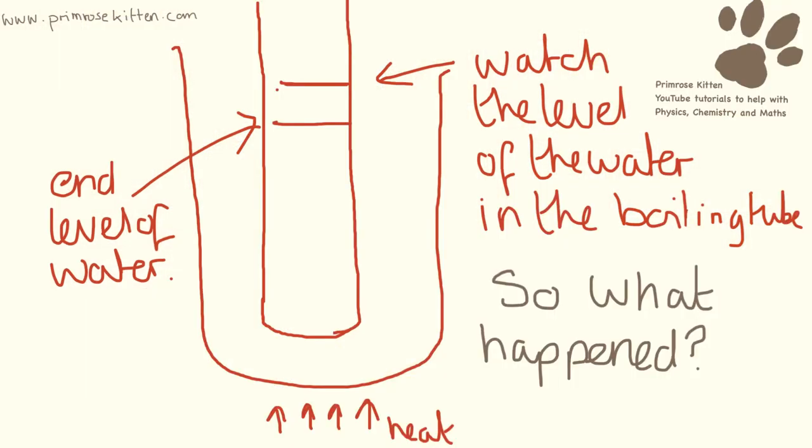So what happened? Why did the level of the water end up lower than where it started? Now, this is quite a confusing way of putting it, but that's what you see happen. You see the level of the water go down, so you assume something must be happening to the water. But that's not really true, because the interesting thing is happening in the gas up here.